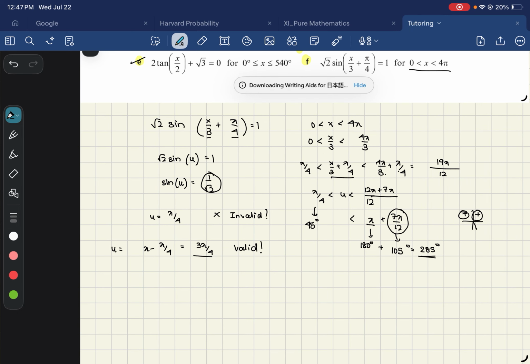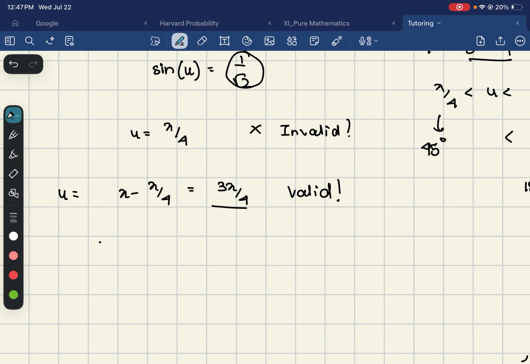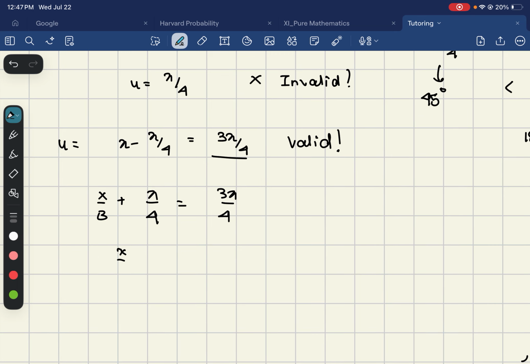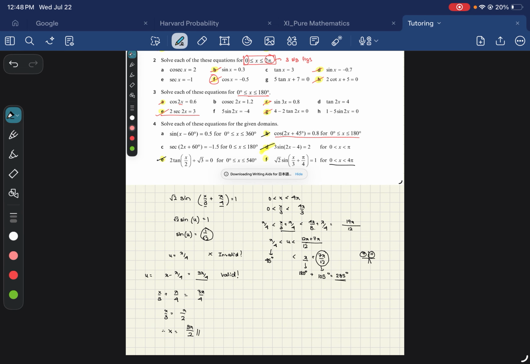So what is u? u is x over 3 plus pi over 4. 3 pi over 4, only valid solution. So x over 3, if you subtract pi over 4 on both sides, you get 2 pi over 4, which is just pi over 2. And therefore, x you are going to get is 3 pi over 2. That is the only valid solution. 3 pi over 2 for F.